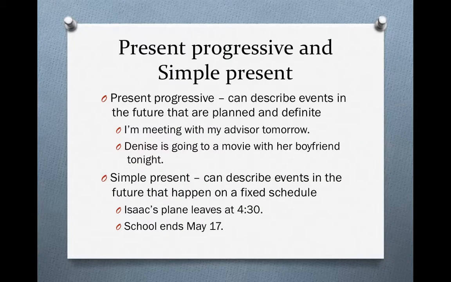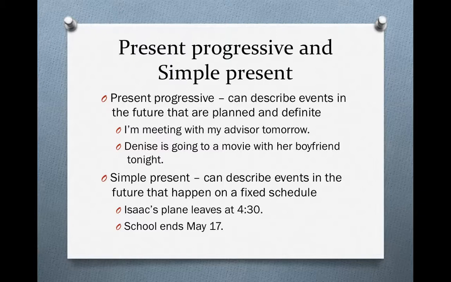You can also use the present progressive and the simple present in main clauses to describe an event in the future. This is very common, actually. For instance, with the present progressive, this can describe events that will happen in the future that are planned and definite. Oftentimes, you can use the present progressive instead of be going to. Remember how we discussed that be going to is used for events in the future that are planned? Well, we often use the present progressive that way, and we often use the present progressive instead of be going to. For instance, I'm meeting with my advisor tomorrow.